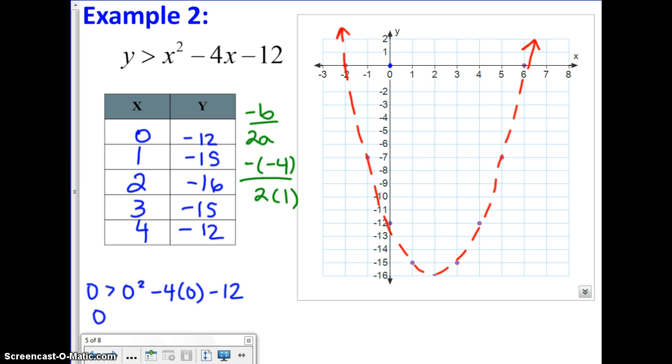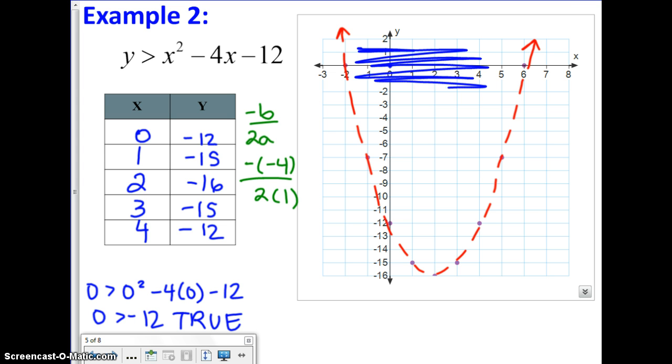I get that 0 is greater than negative 12. That is a true statement, all right? So since it is true, I shade wherever the point 0, 0 is. Since 0, 0 is inside the parabola, then my solutions are everything inside the parabola.